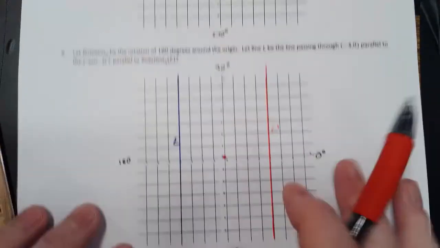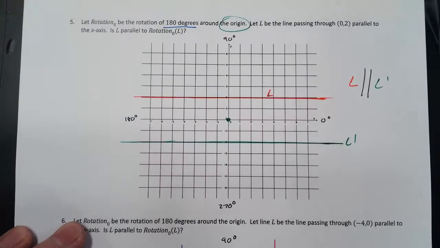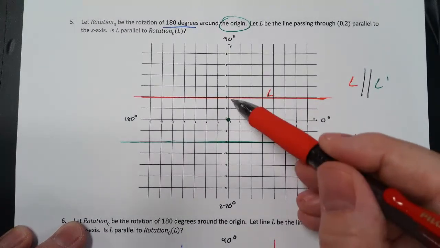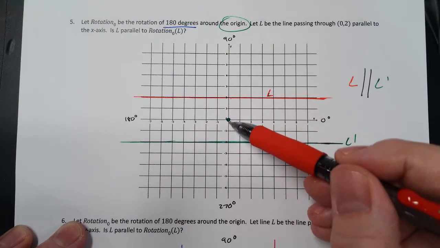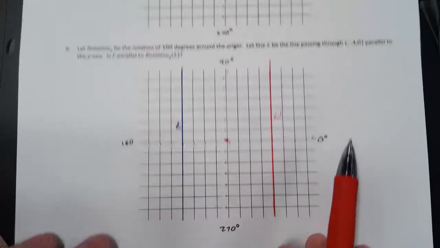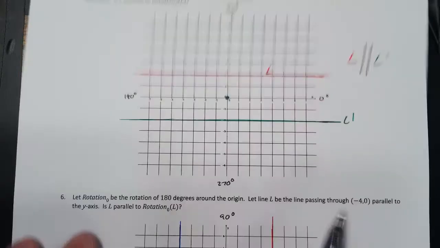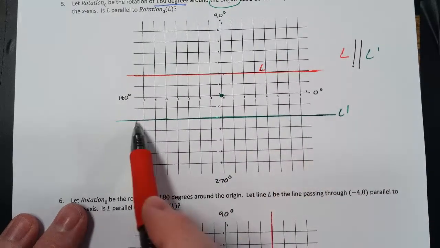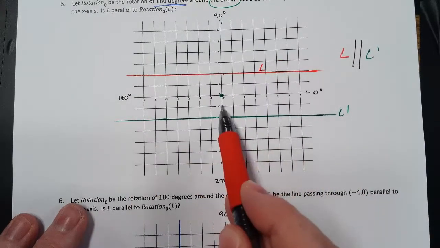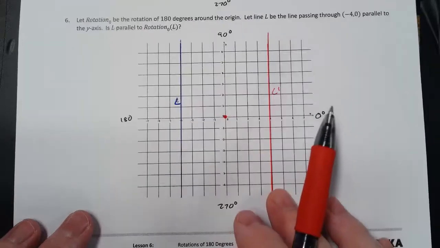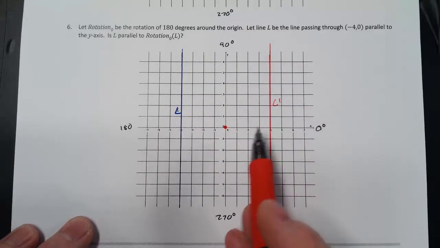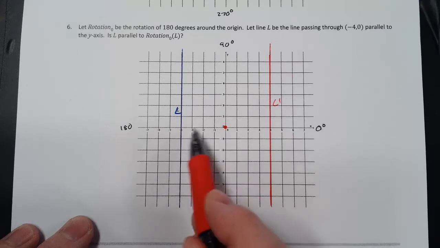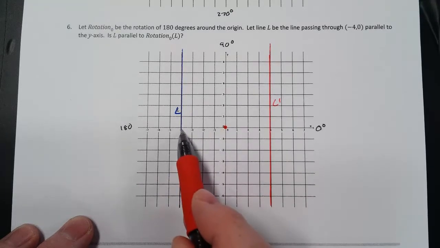Because look, for number 5, the line was 2 spaces away, and L prime was 2 spaces away from the origin. And then the new line is parallel, also 2 units away from the origin. So for number 6, the original line is 4 units away from the origin.